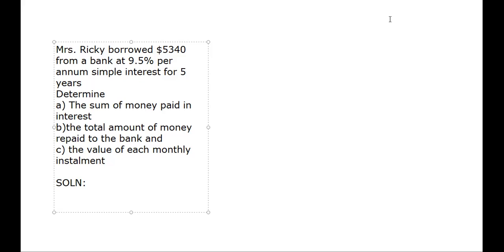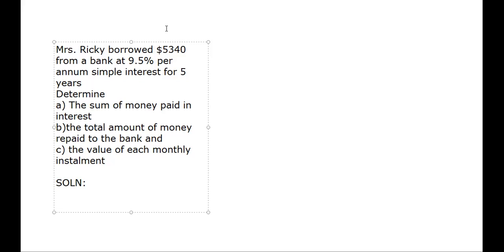Mrs. Ricky borrowed $5,340 from a bank at 9.5%. So that's the rate per annum. Annum means year. Simple interest for 5 years. That's the time. So one, they want us to determine the sum of money paid in interest.